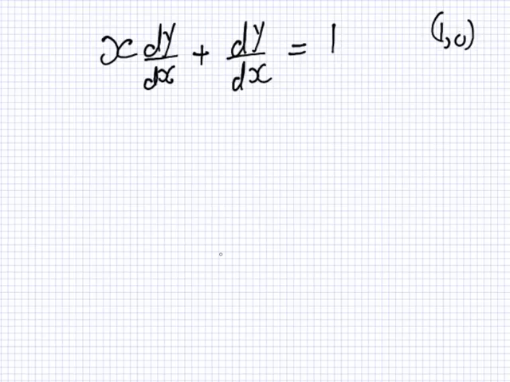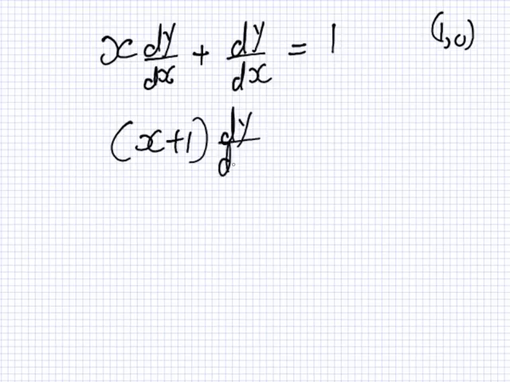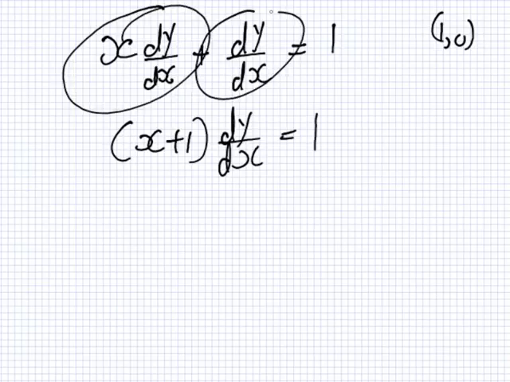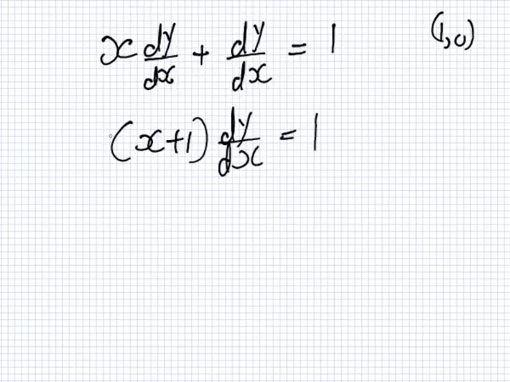Step number 1. Factorize on the left. Makes sense or not? What's in common here and here? dy over dx. Yeah. So, factor. Now what's next?